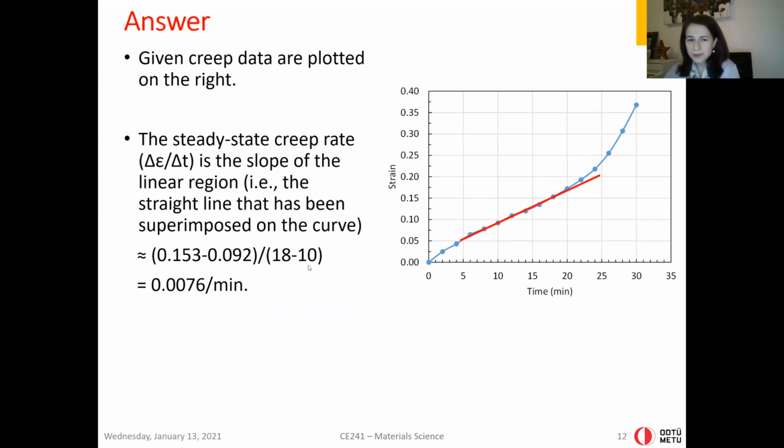Here is the plot. The steady state creep rate is the slope of the linear region. And we actually draw a straight line. Basically, I show it with a red line superimposed on the curve, and you check roughly the slope of it. I use the points given in the table. So 0.153 minus 0.092, divided by 18 minus 10. So it roughly gives us 0.0076 strain per minute as our creep rate.